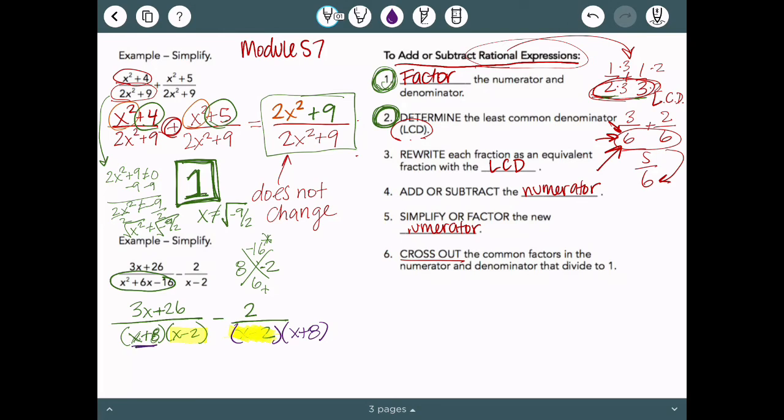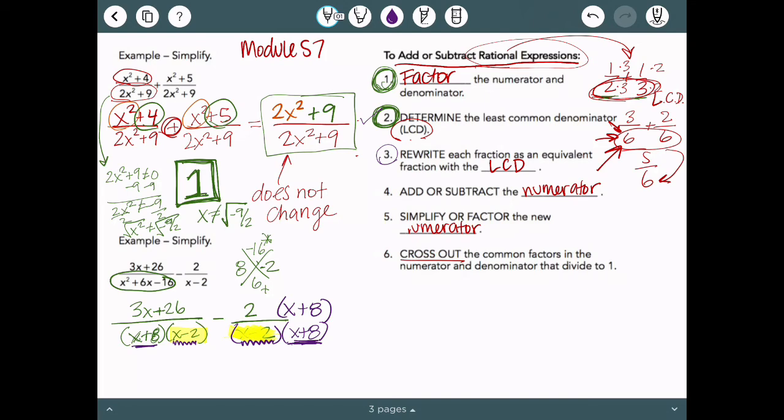So I can see the x plus 8 and the x plus 8 along with the x minus 2 that they already had, right? Because I'm multiplying the bottom of my second fraction by x plus 8, I also need to do that to the top, right? Because that's like multiplying times 1. Right, so that means that I now have a common denominator. That was step 2. I'm going to rewrite each fraction, right?